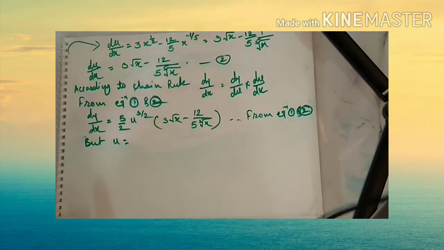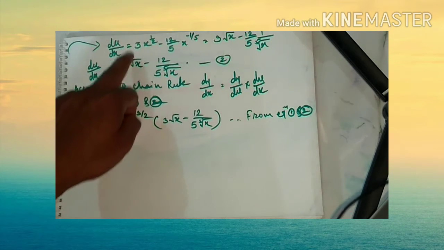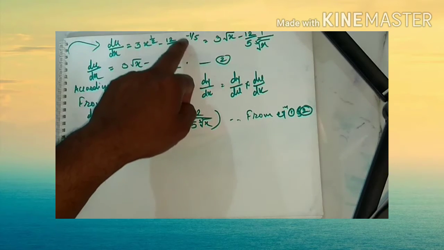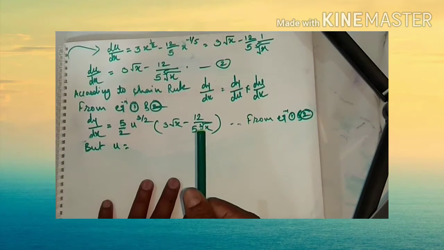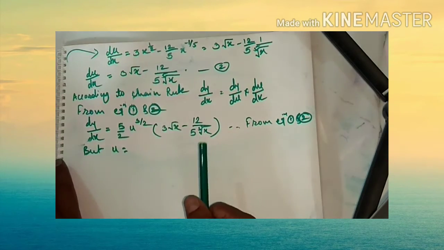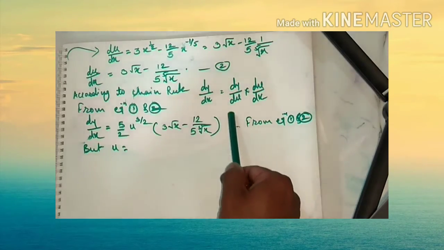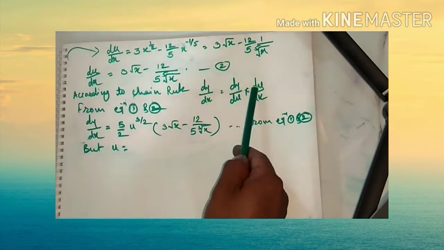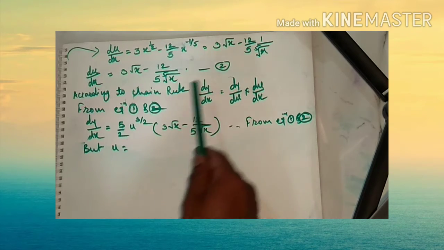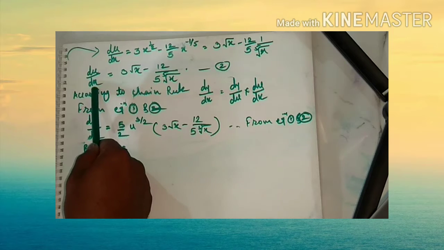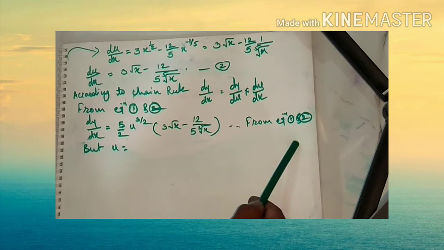So see friends, as I have told you, what will be du by dx? 3, this 1 by 2 is root x, minus 12 by 5, this is a minus sign, so it will come in denominator, and 1 upon 5, so it becomes the 5th root of x, isn't it? So in next step, 5th root of x. According to the chain rule, dy by dx is nothing but dy by du into du by dx. From equation number 1, we know dy by du. So in equation number 1, this is the dy by du. And just now, in equation number 2, we have found du by dx. So I have replaced du by dx from equation number 1 and 2.